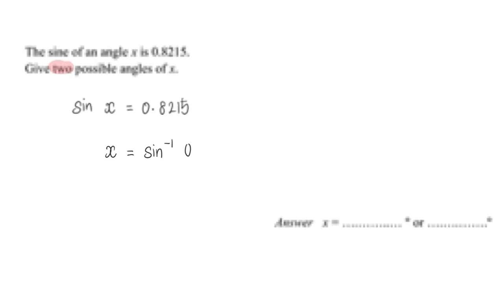Sine inverse of 0.8215. So there are two answers to this. The first one is of course what the calculator usually will give you, the acute angle, which will be 55.235, to about 5 significant figures.